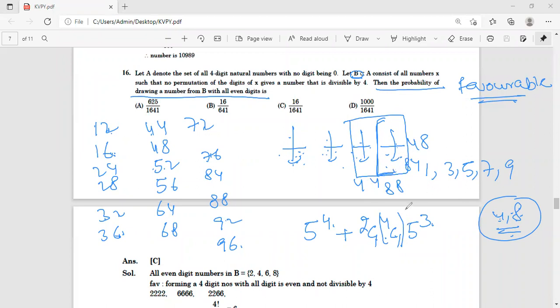So you cannot have two even digits. Only one even digit is possible, which is 4 or 8. You cannot have 2 or 6. So this is the case when all three of them are odd. One is even. You cannot have two even. So only one more possibility: when all of them are even.